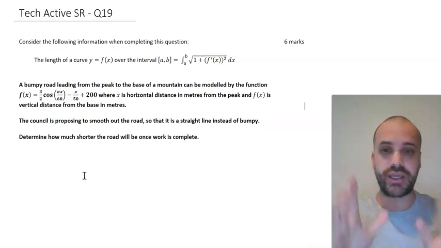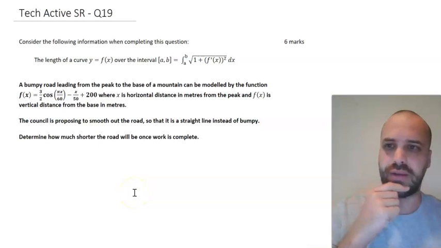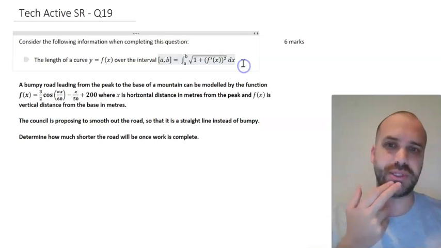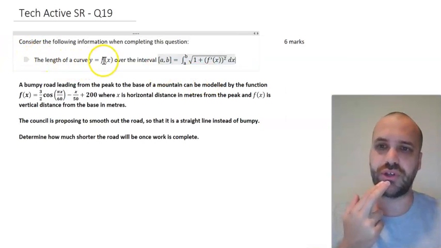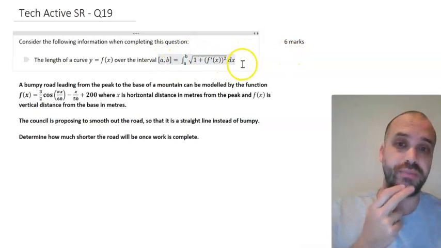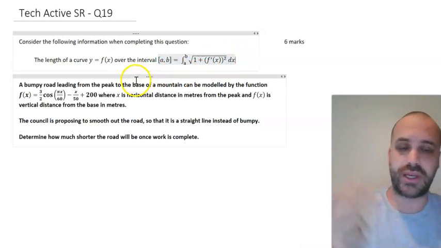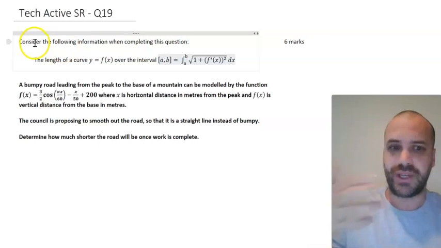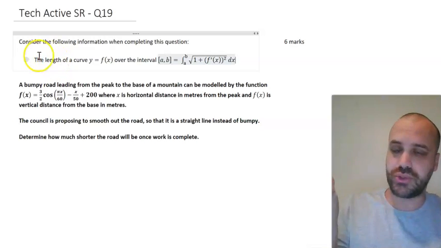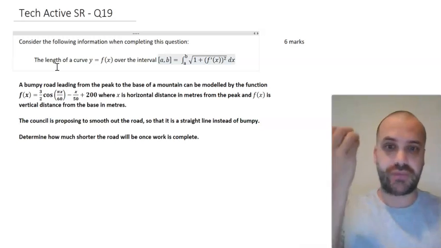Let's do it. Okay, this is a trick that the QCAA pulls a lot, where they tell you some new information that isn't in the syllabus. In this case, the length of a curve y equals f of x over the interval a to b is equal to this weird formula here. Now, there are courses across the world where you'd learn this formula and you would be tested on this formula, in which case a question like this might be complex familiar. But in our syllabus, we're not taught the length of a curve, so it becomes complex unfamiliar. Now, I haven't pulled this question out of thin air.